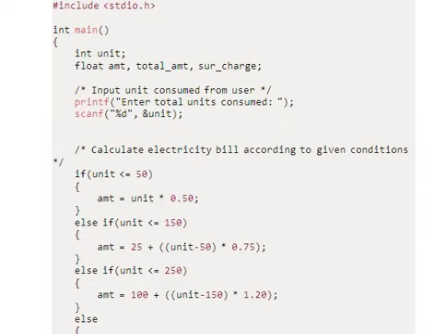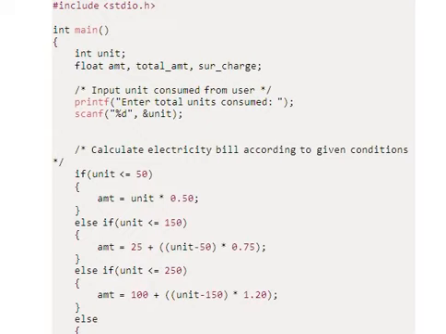So we have a second program, another variant, where we have something like a surcharge. Look at the declarations: unit, amt, total amount, and surcharge. All three are declared as float. No confusion regarding variable names. We can have an underscore; underscore is allowed in variable names.